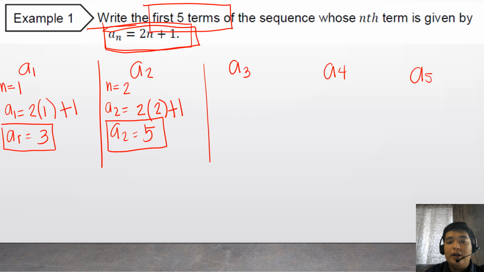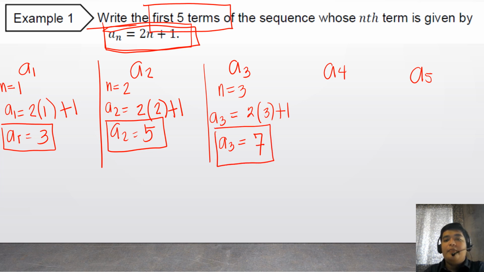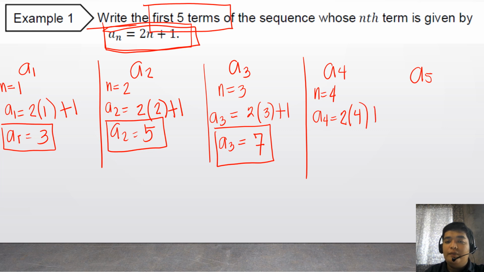A sub 3, so n is 3. Okay, so A sub 3 is equal to 2 times 3 plus 1. 2 times 3 is 6, plus 1 is 7. So your third term is 7. A sub 4, n is equal to 4. So A sub 4 equals 2 times 4 plus 1. 2 times 4 is 8, plus 1 is 9. So this is our fourth term.